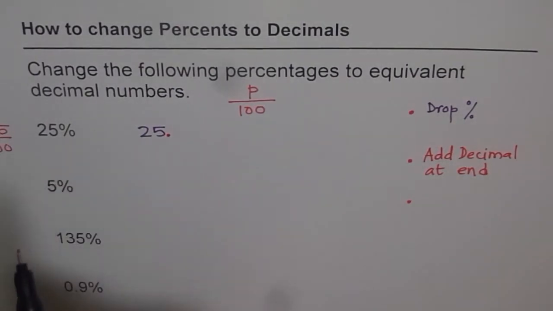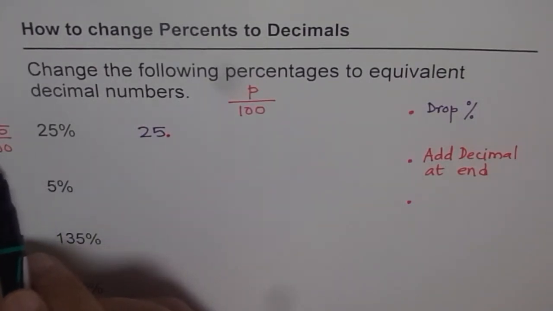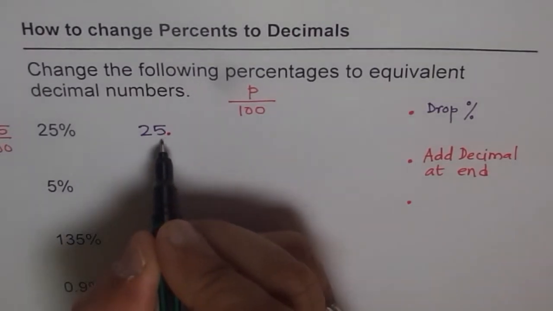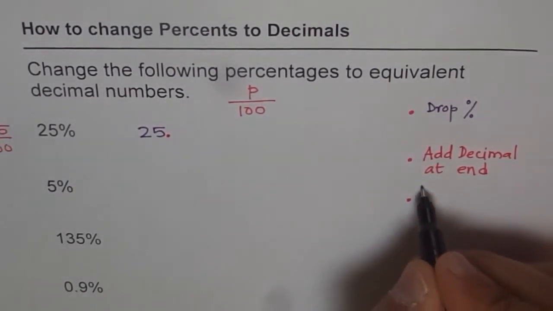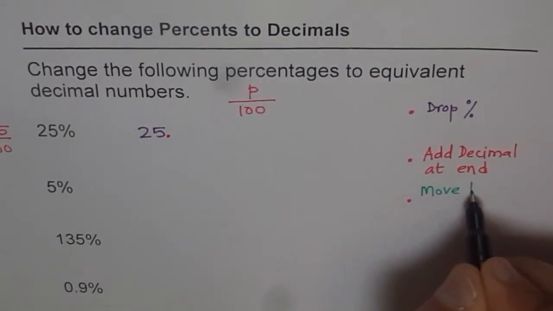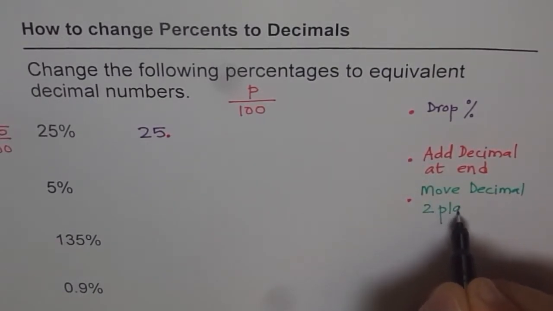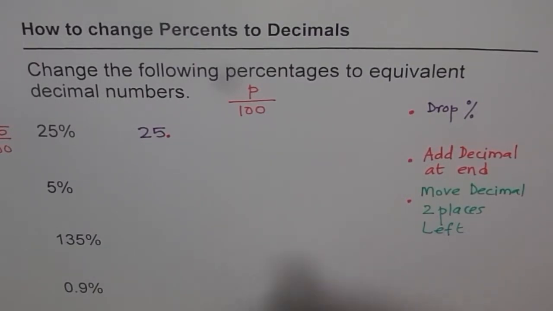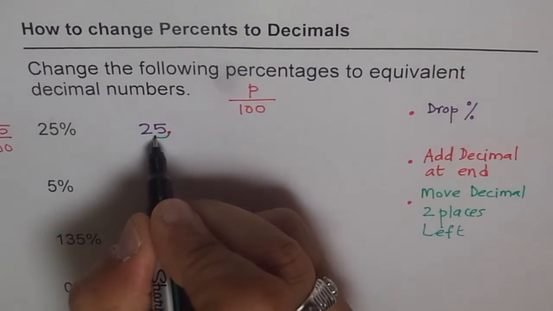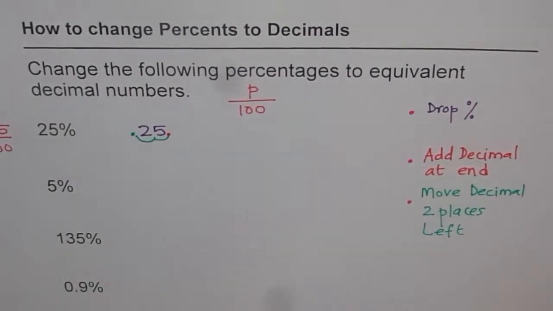So first step, drop the percent sign. Second, add decimal. And the third and final step is, since we have to divide by 100, we need to move decimal 2 places to left. So that is dividing by 100. So when I move this 2 places to left, what do I get? I get 0.25. Do you see that? That is how we convert percent to decimals.